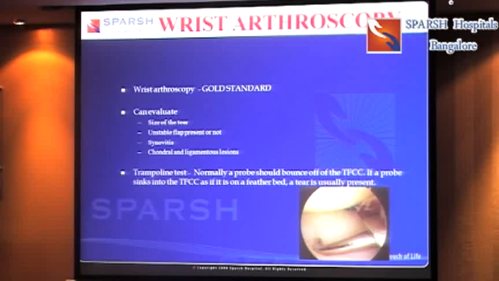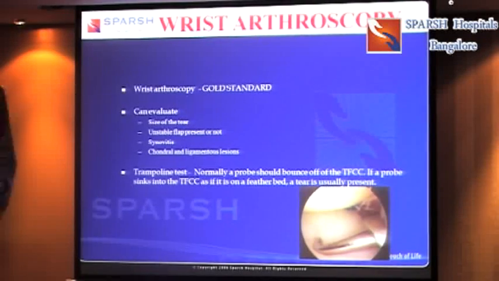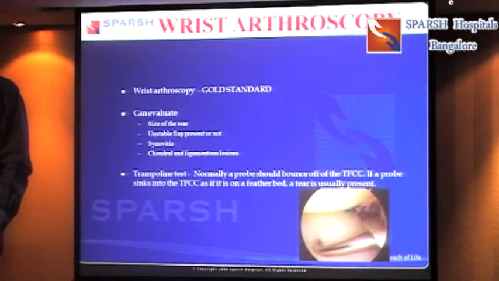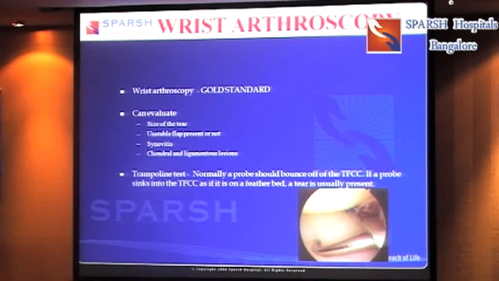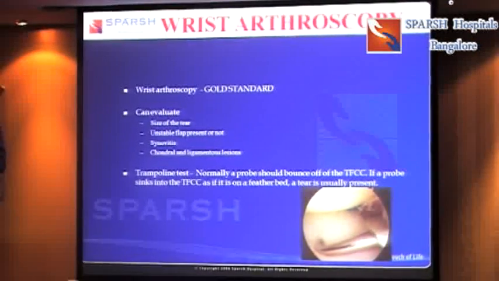Otherwise, it's very useful to identify the size of the tear. Is there any unstable flap, synovitis? If there is a ligamentous lesion, for example, if there is a scapholunate ligament damage, it can be easily seen in the wrist arthroscopy.